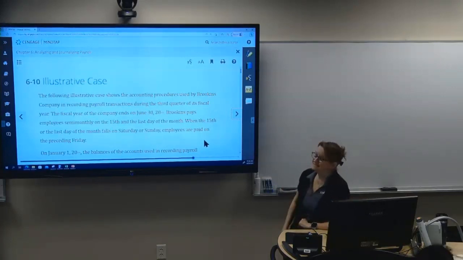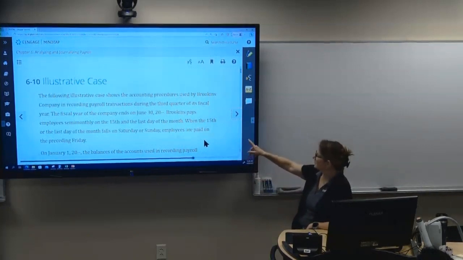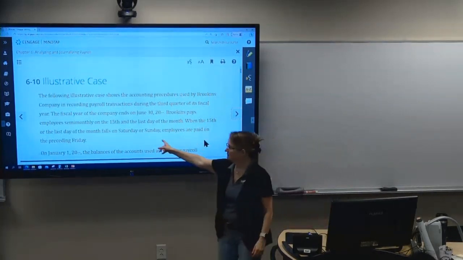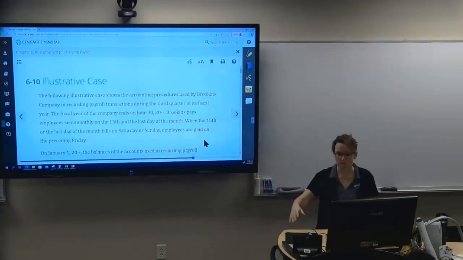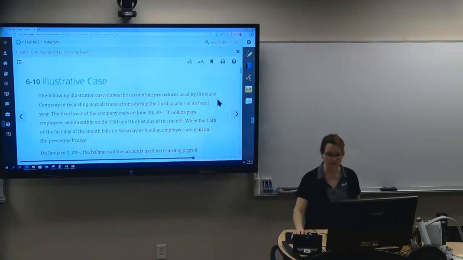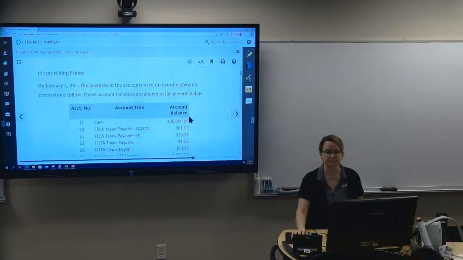So they pay their employees semi-monthly, twice a month, on the 15th and the last day of the month. When the 15th or last day of the month falls on a Saturday or Sunday, employees are paid on the preceding Friday. And that's normal. If your end of the month is Saturday, you're probably going to get paid a day earlier on the Friday.